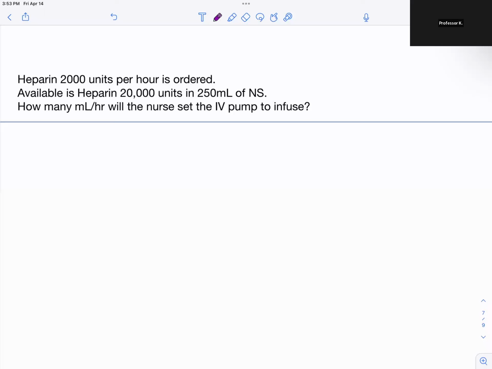All right, so this is heparin. I still follow the same process. Even though it's telling me what I'm going to give or what I want, I still follow the same process. So when I look at this, the patient's got to get 2,000 units per hour. That's what's ordered. That's my given. Pharmacy has 20,000 units in a bag of normal saline that's got 250 milliliters. And it's telling me how many milliliters an hour because it's a pump.